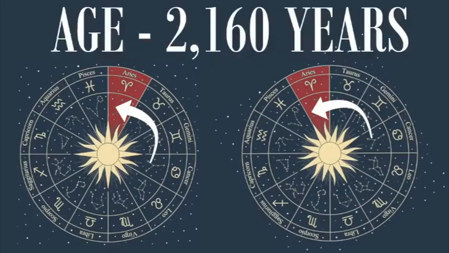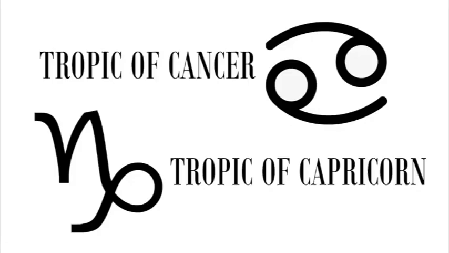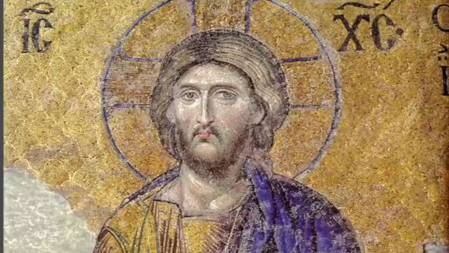Astronomers call this an age, and this is what is meant by entering or the dawn of a new age. As Wikipedia tells us, the Tropic of Cancer and Capricorn were named such because many years ago, in the days before Christ, the days before BC, the sun was in the constellation of Cancer at the June solstice, and the sun was in the constellation of Capricorn at the December solstice.